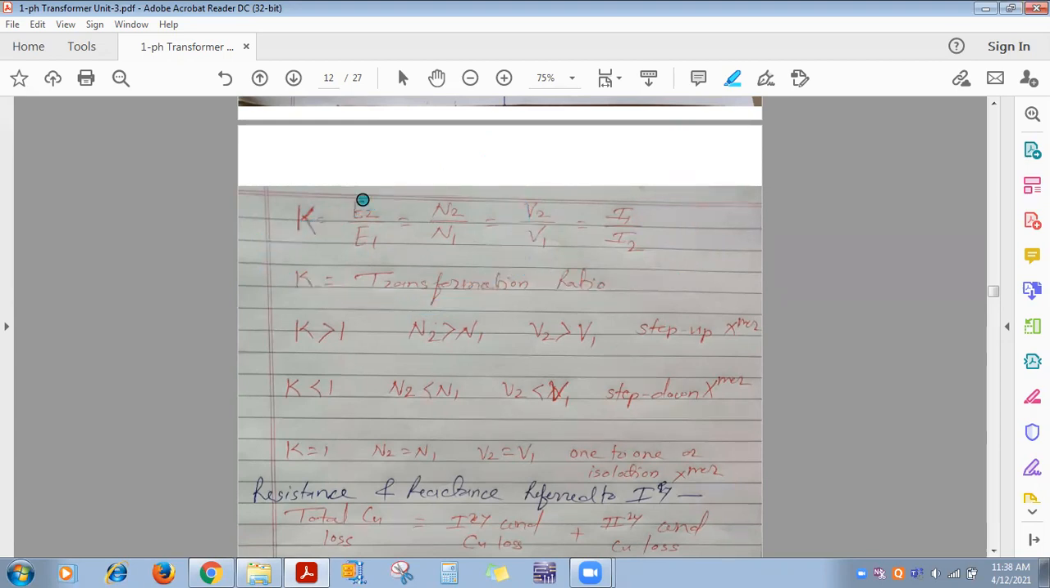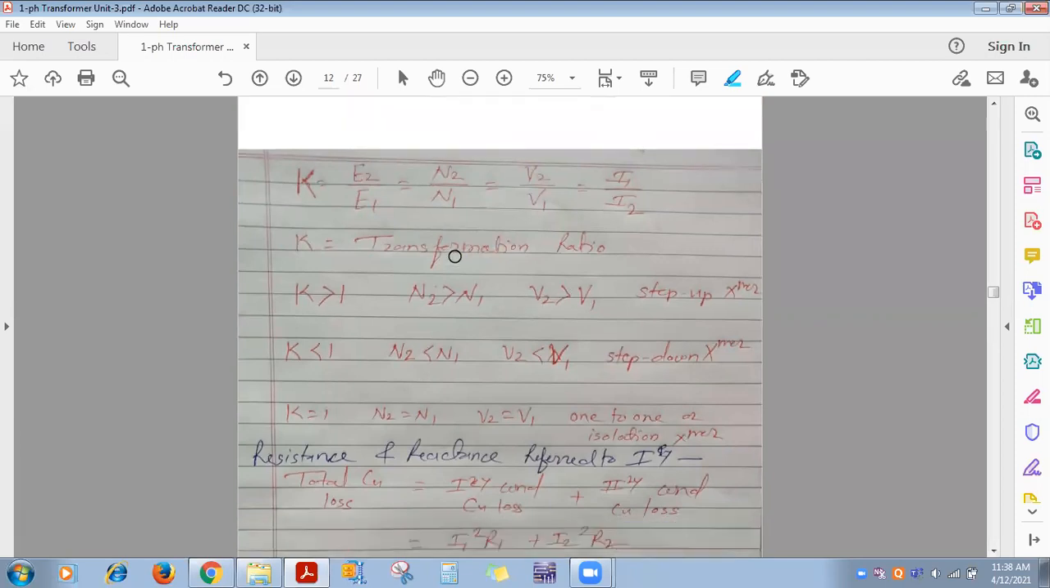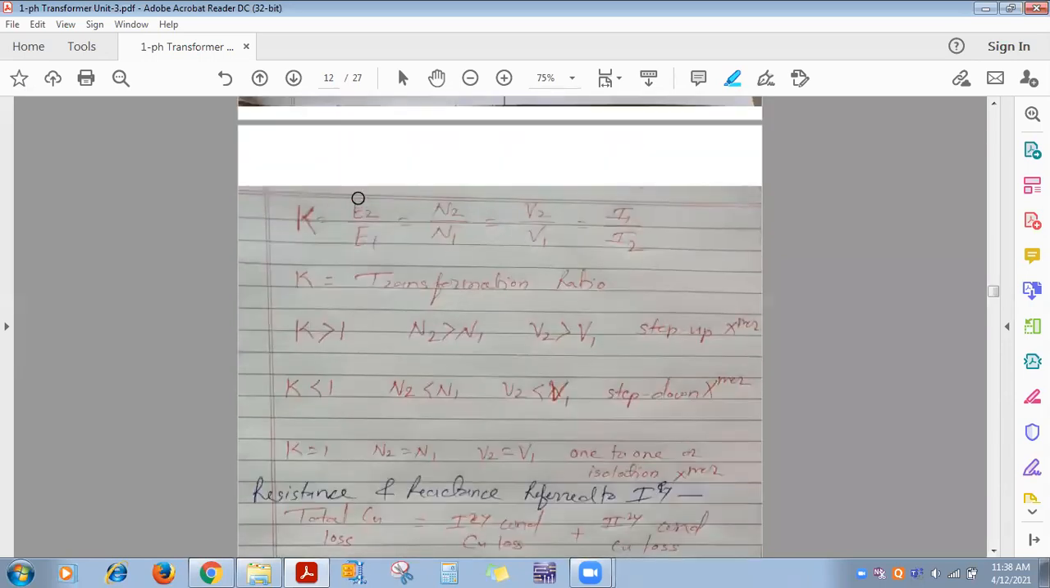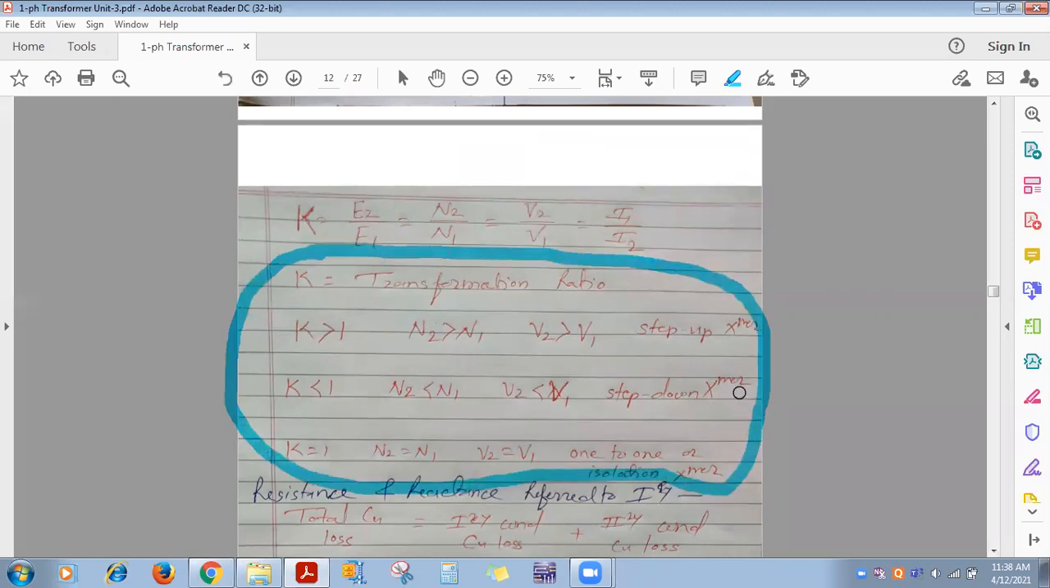We have seen under loaded condition, E2 minus I2 R2 is equal to V2 is the voltage equation on the secondary. And the voltage equation on the primary is V1 is equal to E1 plus I1 R1. But if the transformer is at no load, then E2 will become equal to V2 and E1 will become equal to V1. Next thing, we have seen when the transformation ratio is greater than 1, less than 1 and equal to 1: step up, step down and 1-to-1 transformer.